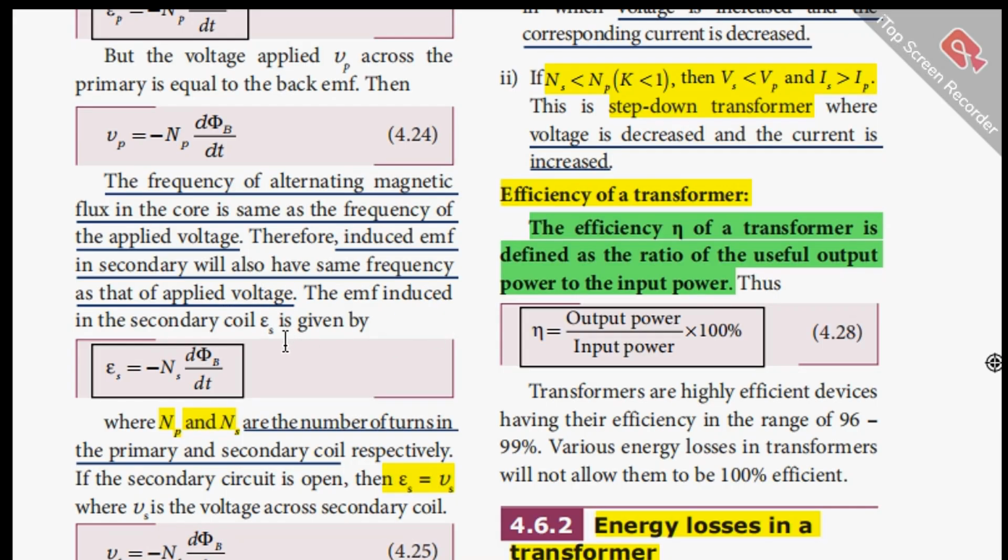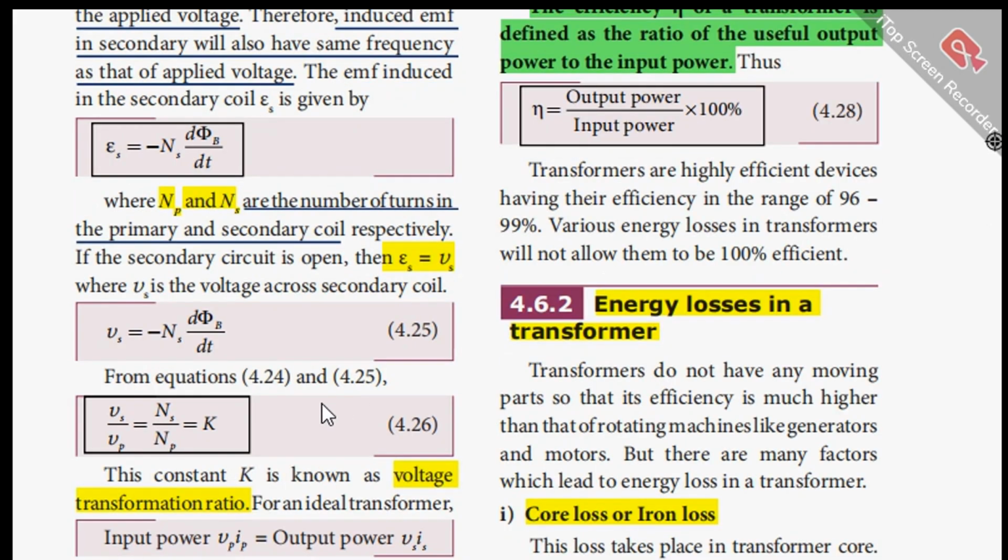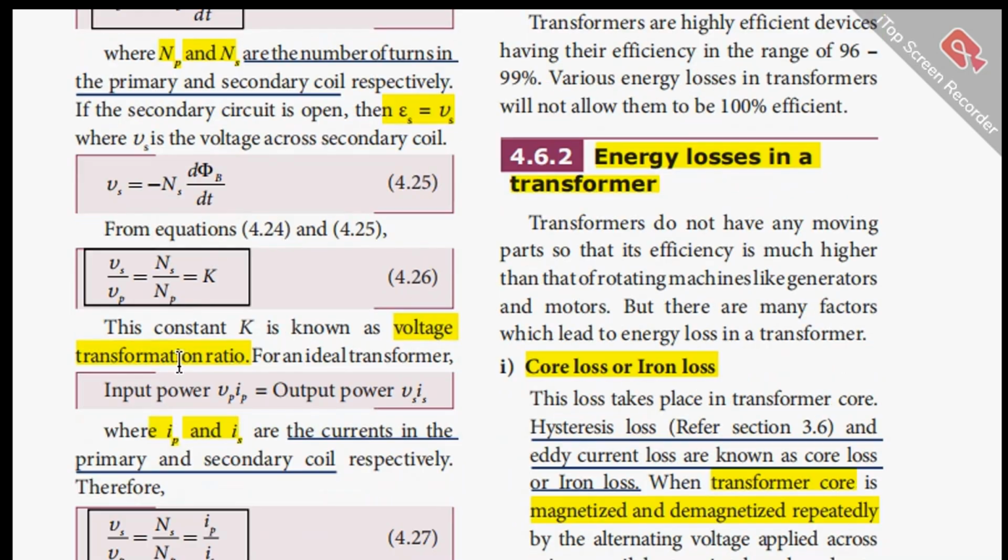The EMF induced in the secondary coil, ES, is given by ES = -NS dΦB/dt, where NP and NS are the number of turns in the primary and secondary coil respectively. If the secondary circuit is open, then ES is equal to VS, the voltage across the secondary coil. So the expression can be written as VS = -NS dΦB/dt. So the ratio VS/VP = NS/NP = K. This K is called the voltage transformation ratio.